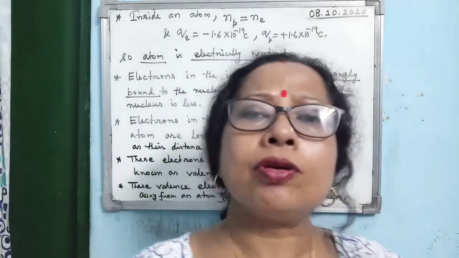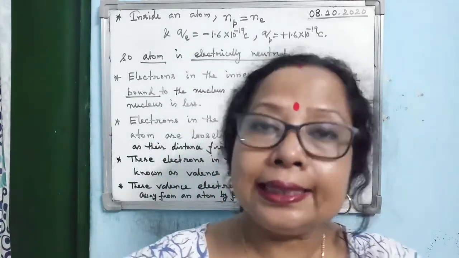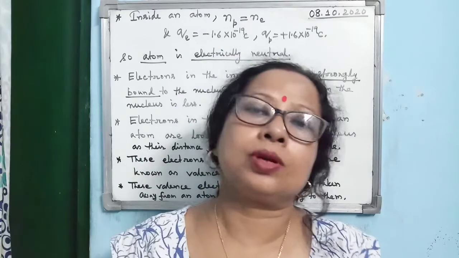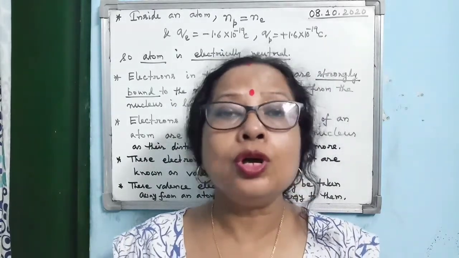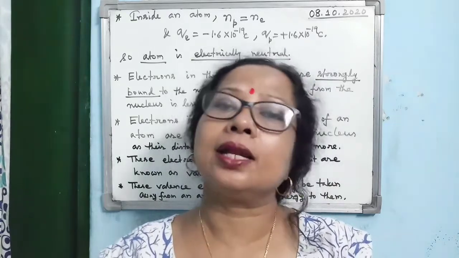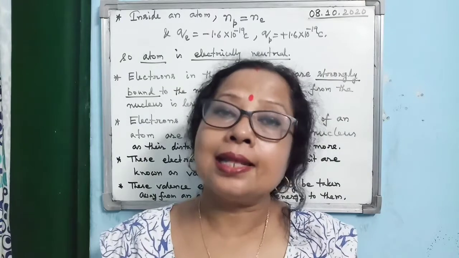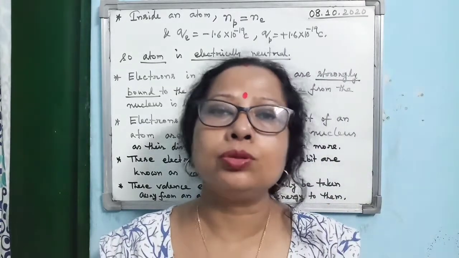Alright, now if you consider the electrons which are in the inner orbit, they are nearer to the nucleus. So as they are nearer to the nucleus, they get attracted strongly by the nucleus. So we say that the electrons in the inner orbit are strongly bound to the nucleus.